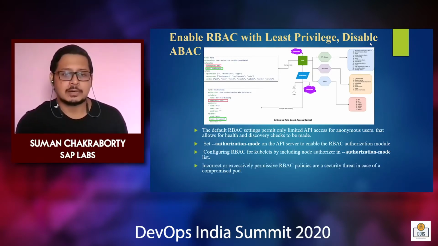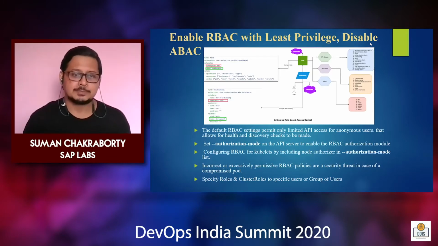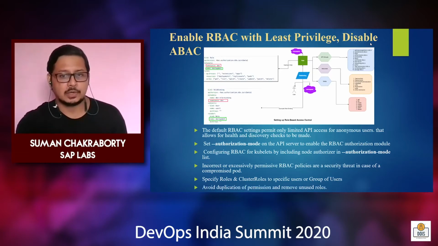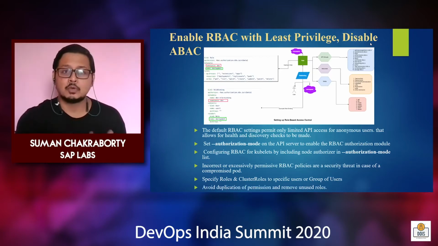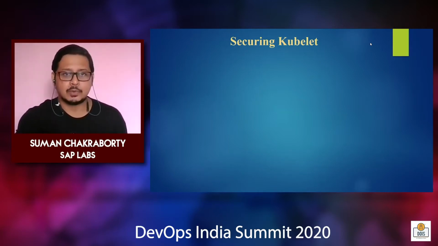You can also configure RBAC for kubelets by including the node authorization in the authorization mode, and also you can remove any excessively permissive policies that are set for a user for running an application. What that means is you should give at least permission to run an application. Specify roles and cluster roles whenever required for a group of users, and avoid duplication of permissions in this case. Next comes securing the kubelet.